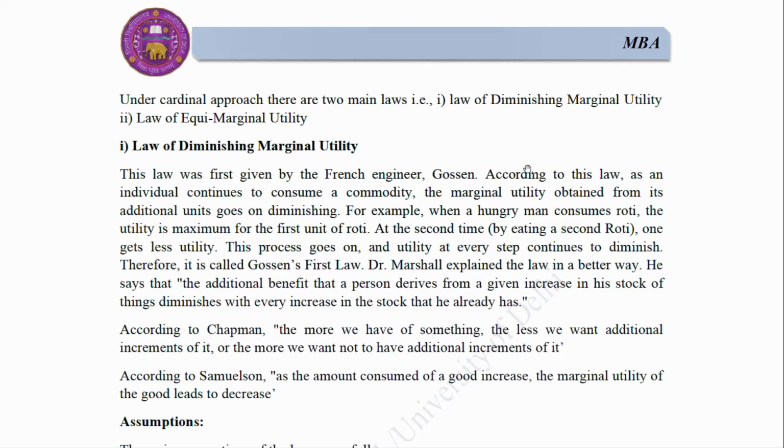Dr. Marshall explained the law in a better way. He says that the additional benefit that a person derives from a given increase in his stock of things diminishes with every increase in the stock that he already has. According to Chapman, the more we have of something, the less we want additional increments of it, or the more we want not to have additional increments of it. According to Samuelson, as the amount consumed of a good increases, the marginal utility of the good tends to decrease.